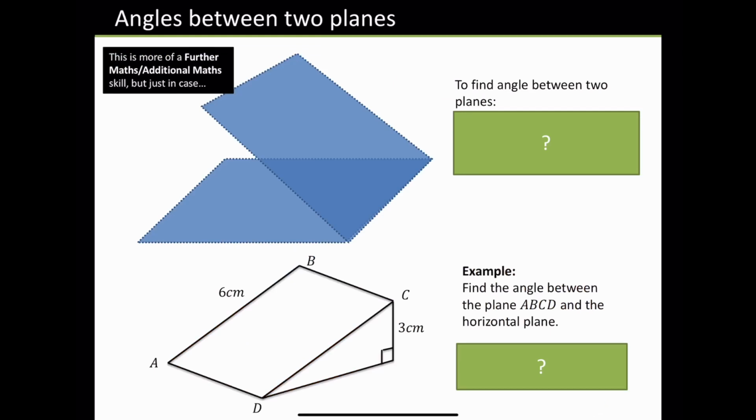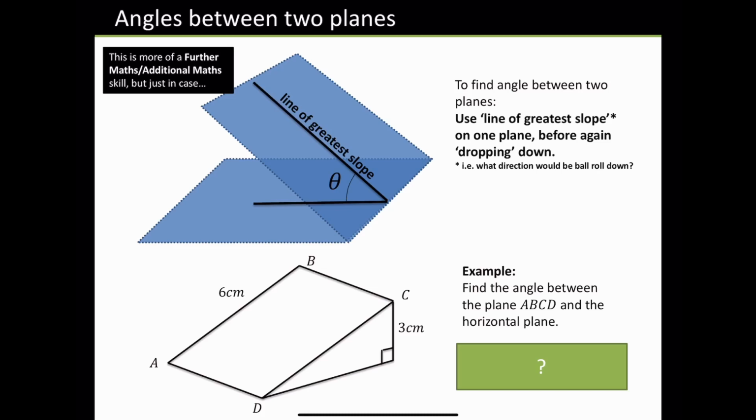So again, for further maths, to find the angle between two planes, so you can actually see it's two planes because it's quite a big surface area, use the line of the greatest slope. So what direction would the ball roll down to? Imagine you've got a ball, it wouldn't go that way, it would go straight down because that is the greatest slope. So find the angle between A, B, C, D and the horizontal plane.